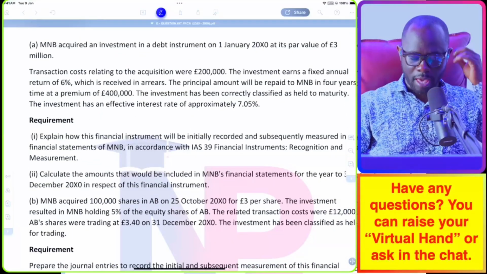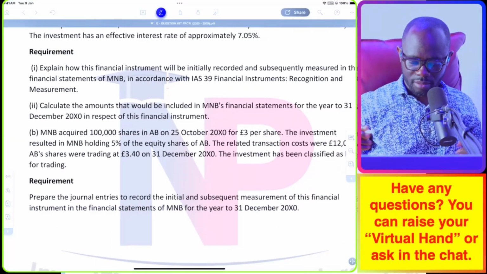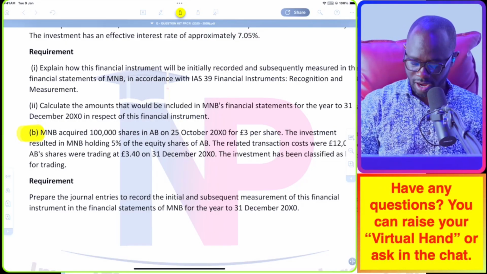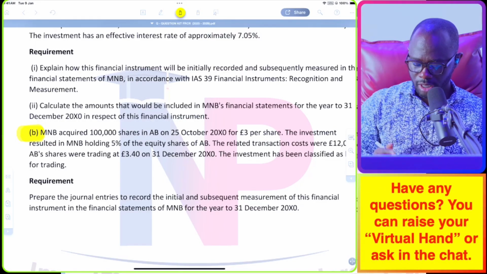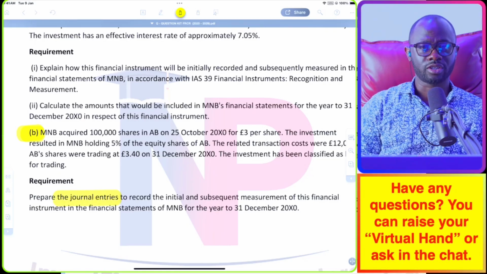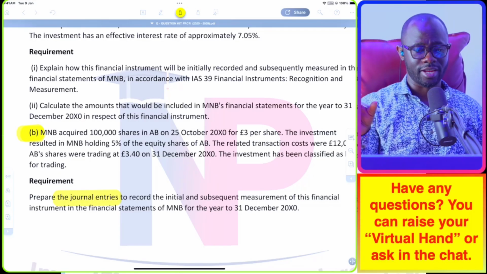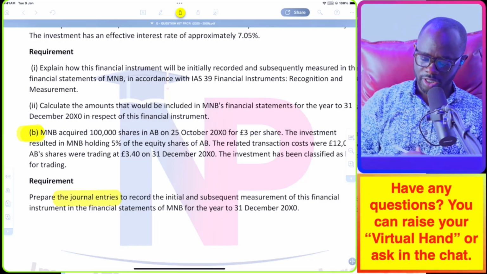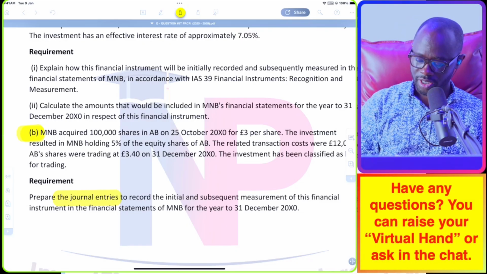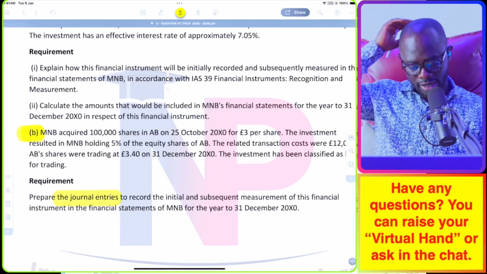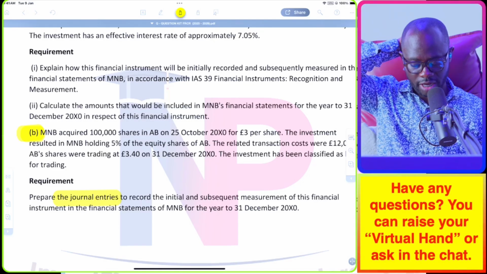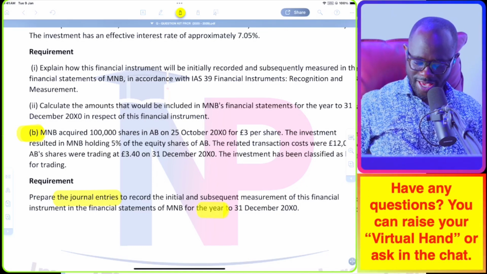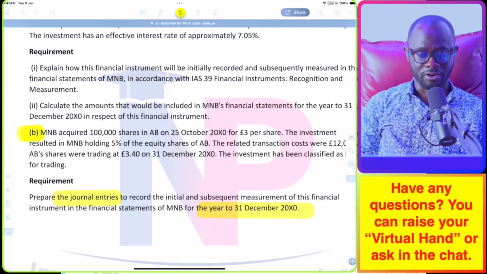Question 5, M and B. We will look at the B aspect of the question because that is where equity investment is. It says, prepare the journal entries to record the initial and subsequent measurement of this financial instrument in the financial statement of MNB for the year ended 31st December 20X0.